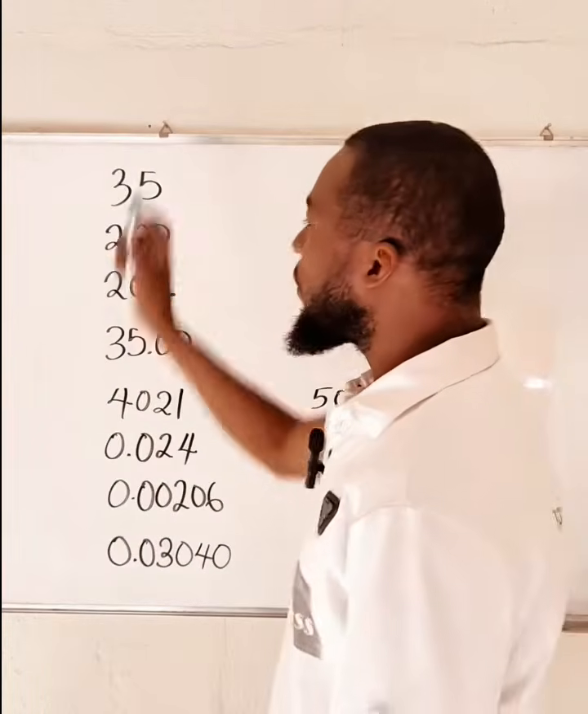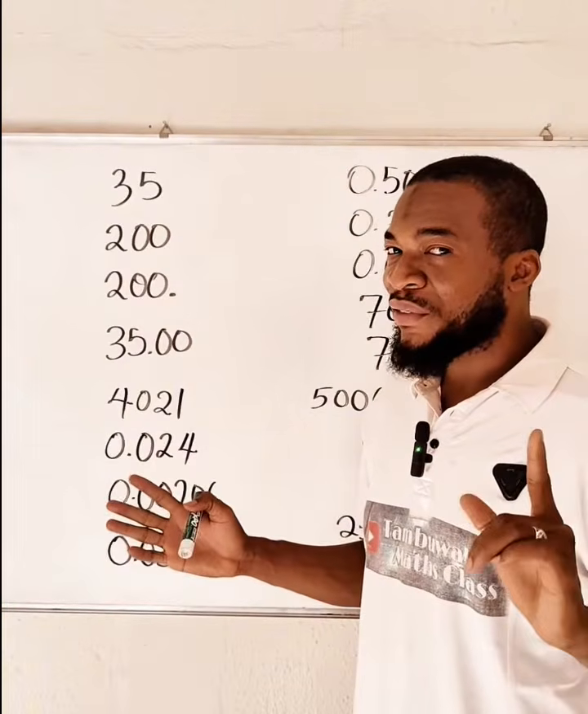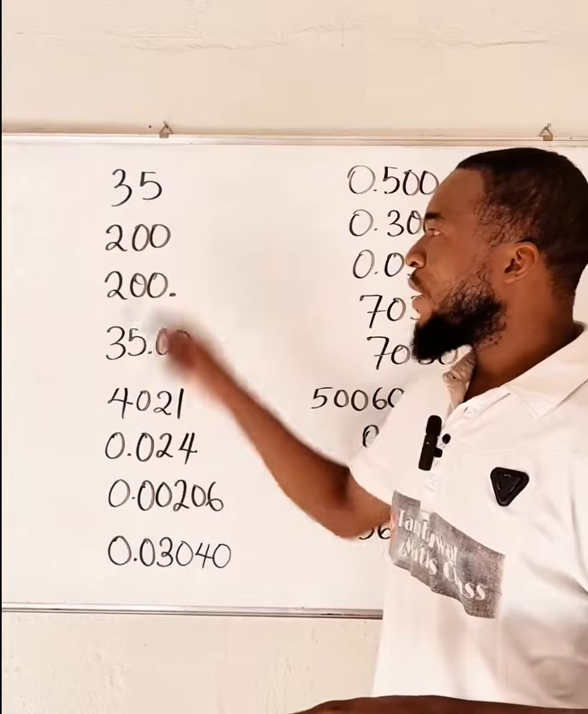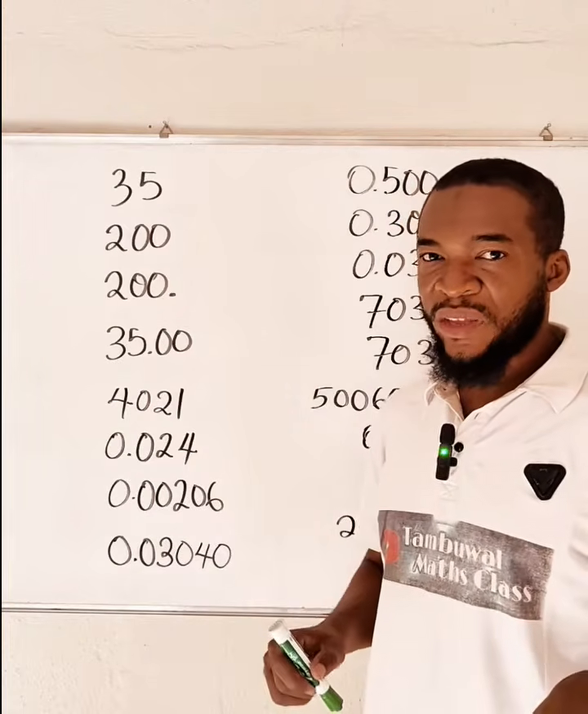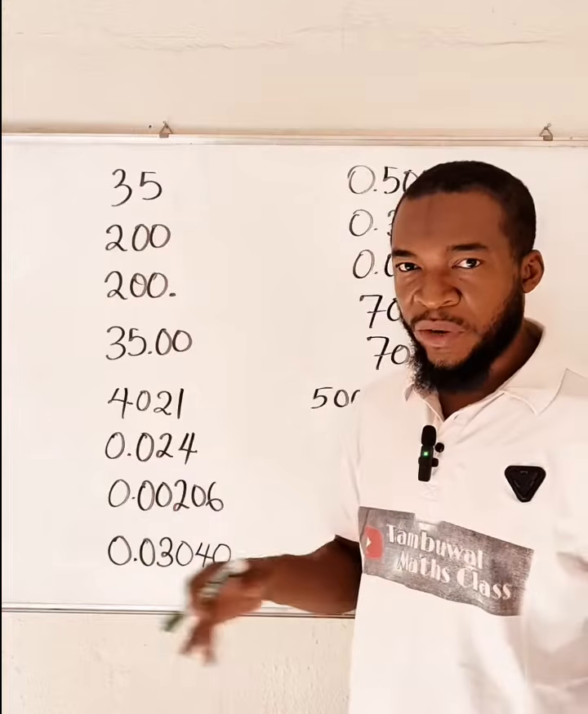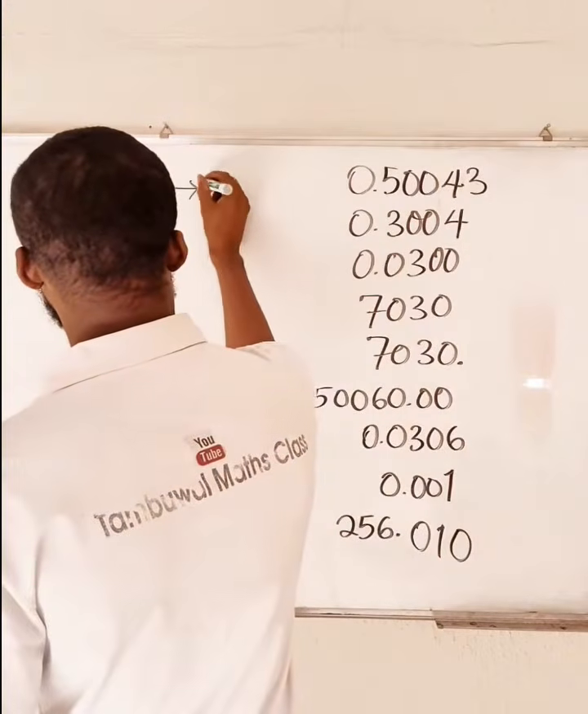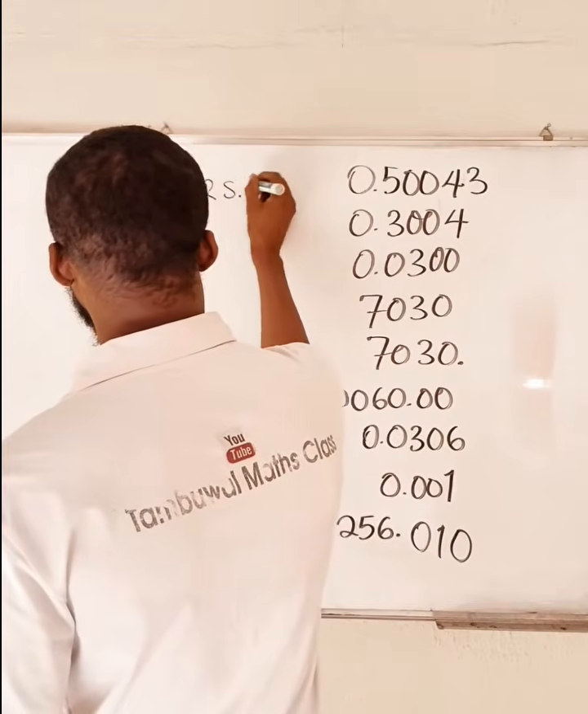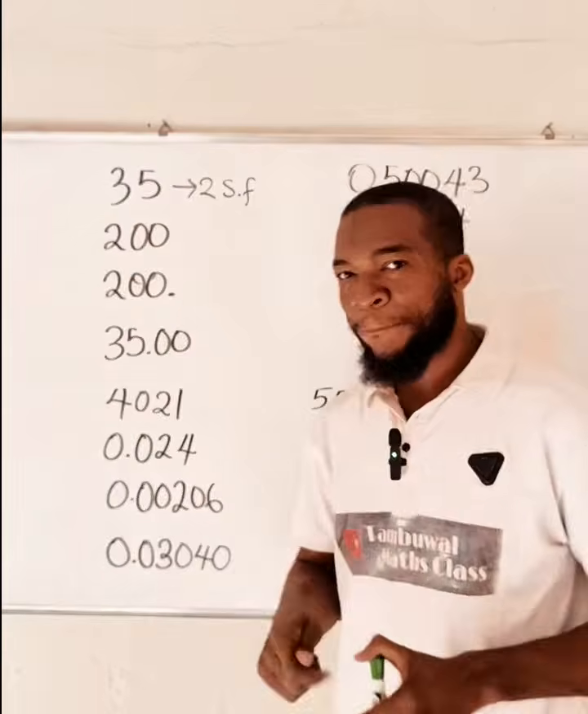We have 35. I told you all numbers are significant except 0 under a condition. Therefore, whenever you see a number without 0, you should consider all the values to be significant, whether it is a decimal number or natural number. So we have two significant figures here. Two significant figures. What about 200?